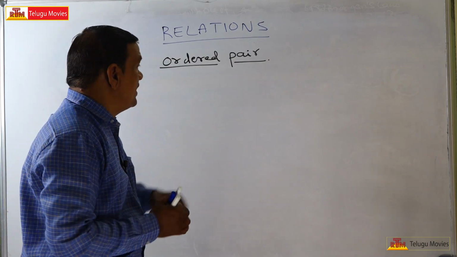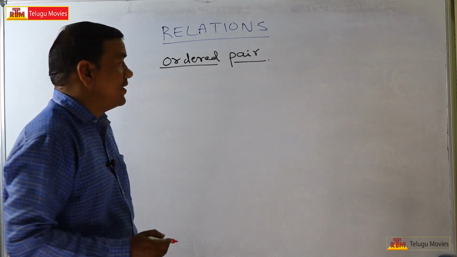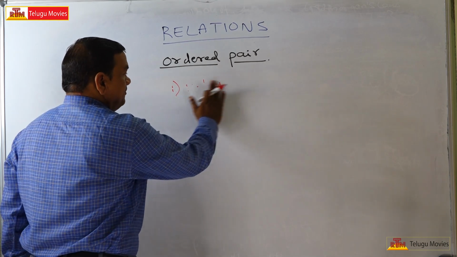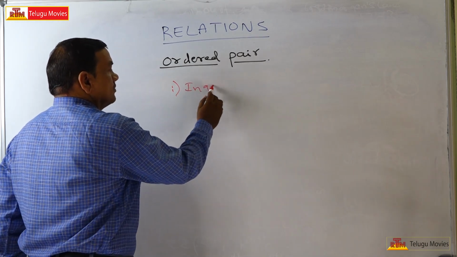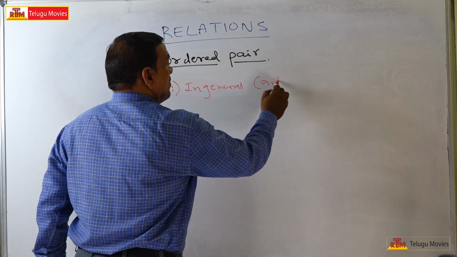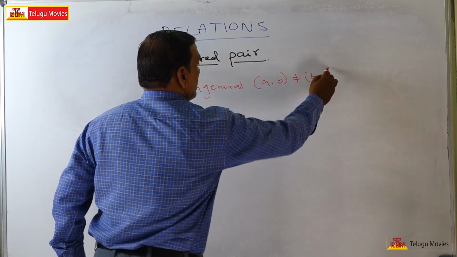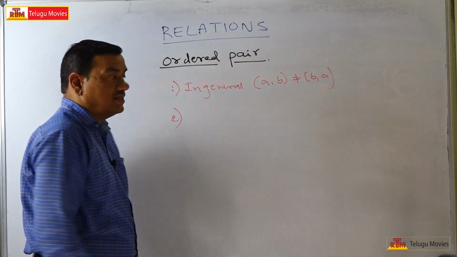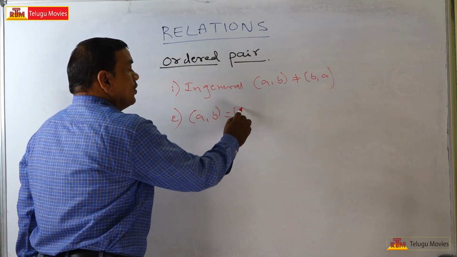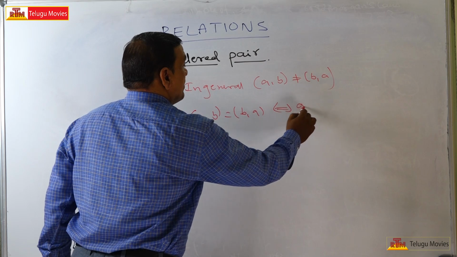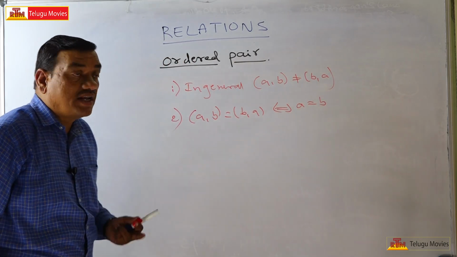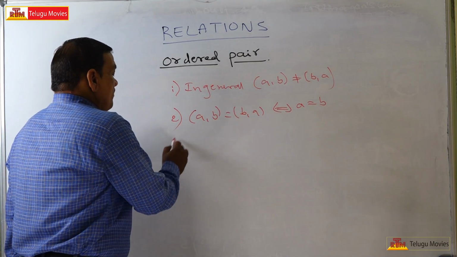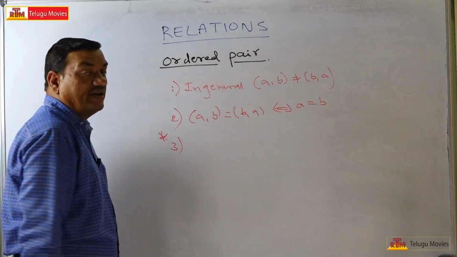Dear students, in the ordered pairs, now let us see some properties of the ordered pairs. Unless otherwise stated, in general, (a, b) is not equal to (b, a). Second one is, if (a, b) is equal to (b, a), this implies and is implied by a is equal to b. When a and b are both equal, then only (a, b) is equal to (b, a).